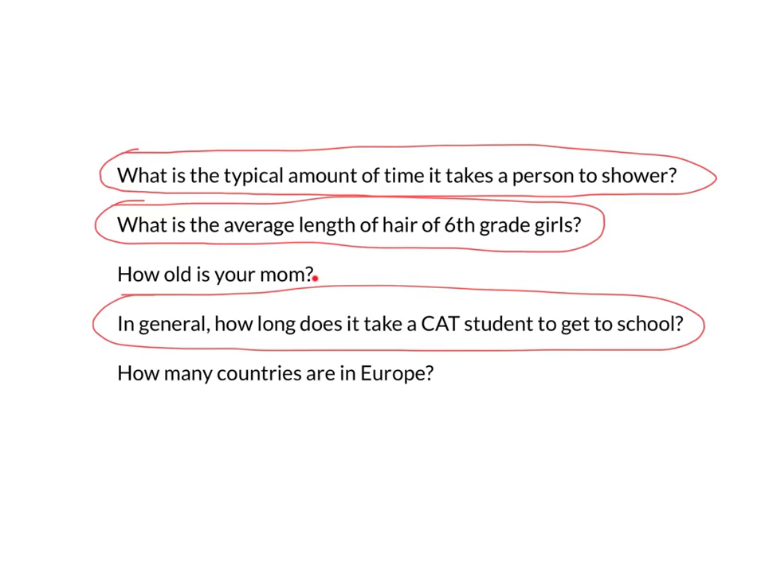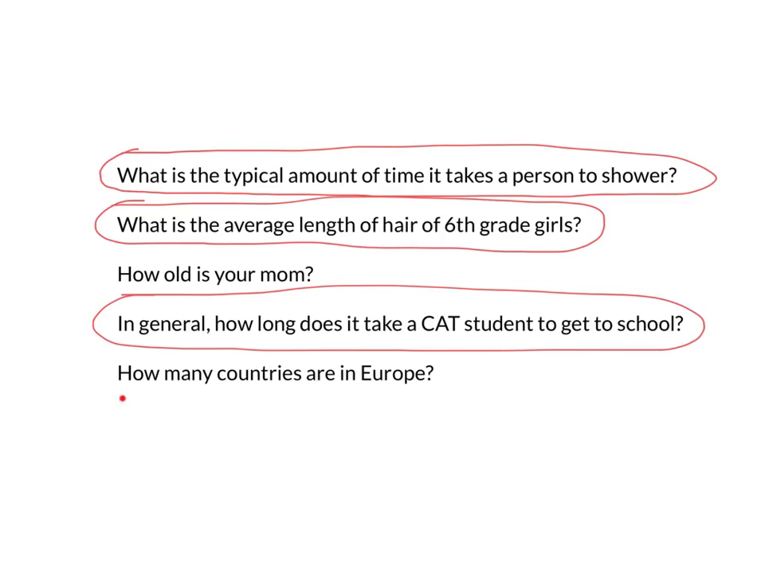The next one, how old is your mom? Well, your mom is one age right now, so there's going to be one answer. It's about one person, so it's not statistical. The next one, in general, how long does it take a CAT student to get to school? Talking about in general, our key word. And it's not just about one student, it's lots of students, a typical student. So you're going to get lots of answers, which makes it statistical.